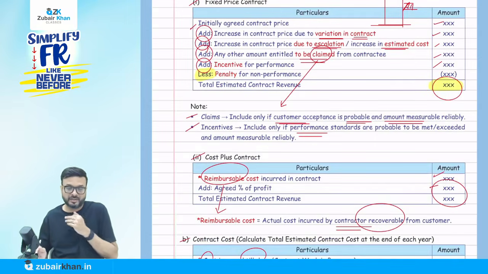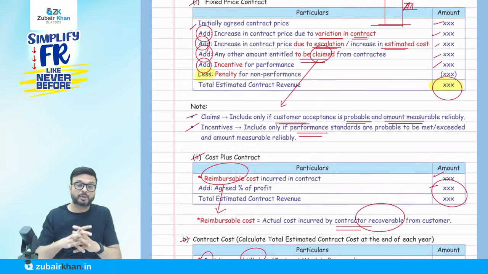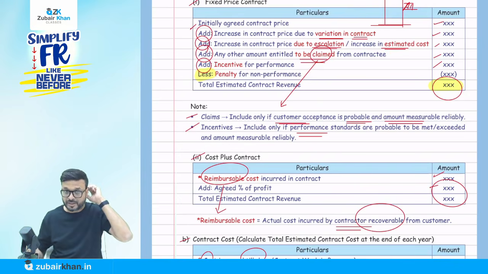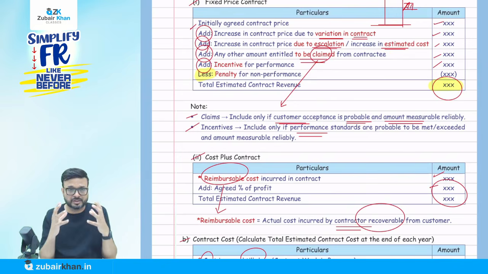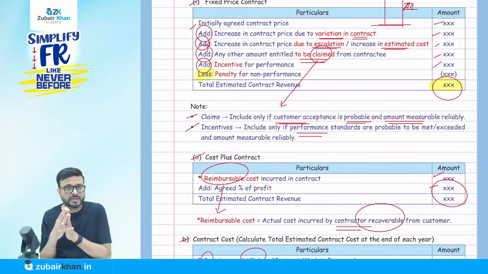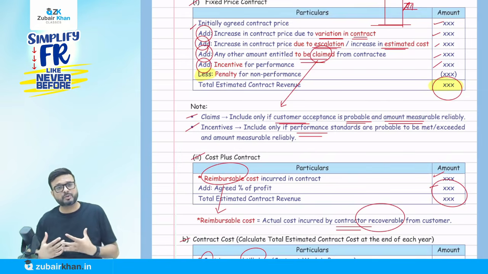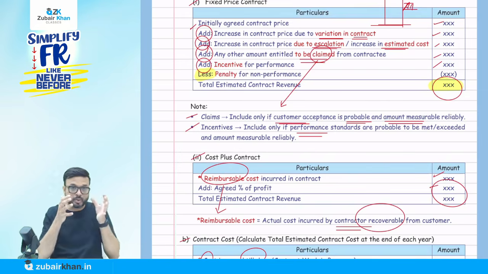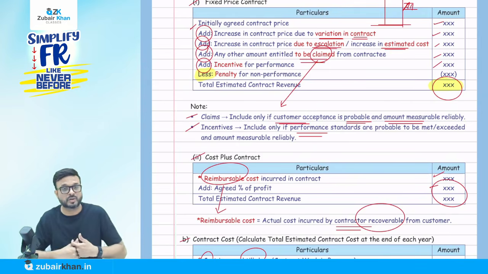loss immediately. For example, if I expect the total contract cost is going to be, suppose, 10 crore, but the total contract revenue is 9 crore. It might happen that initially we have done something wrong. I estimated the contract cost to be lower than the revenue, but suppose additional cost was incurred, or something did not go as we planned earlier. Later, if I expect the total contract cost to be more than revenue, say the cost is 10 crore and the revenue is 9 crore, we have a loss of 1 crore.